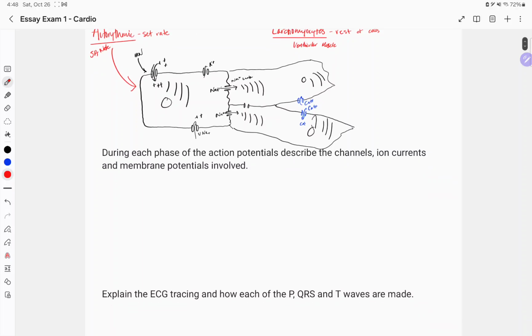All right. During each phase of the action potentials, we have these channels that are going to facilitate ion currents and membrane potentials. So I'm just going to draw this in a graph and show you the difference between autorhythmic cells and cardiomyocytes and the different channels that are involved.